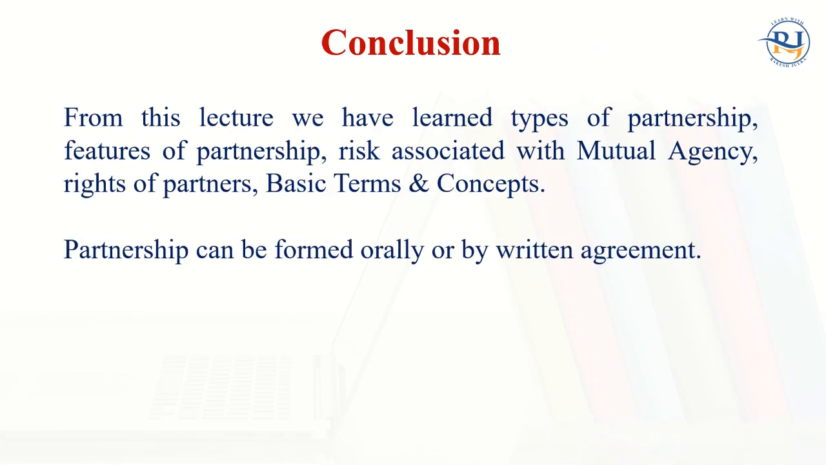So, what is the conclusion of this topic today? From this lecture, we have learned the different types of partnership: general partnership, limited partnership, and limited liability partnership. And what are the features of the partnership? The risk associated with mutual agency. What are the rights of the partners and the basic terms used in the partnership? We know that a partnership can be formed orally or by a written agreement.